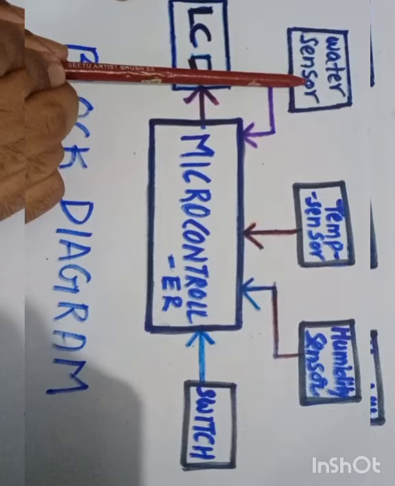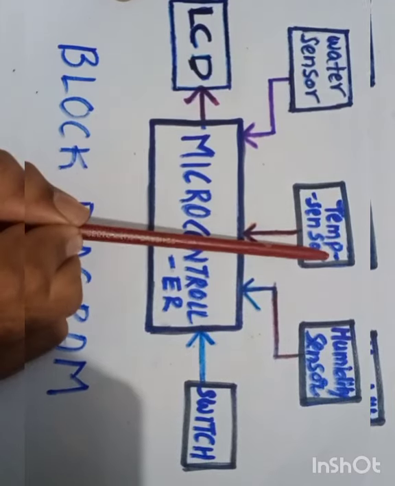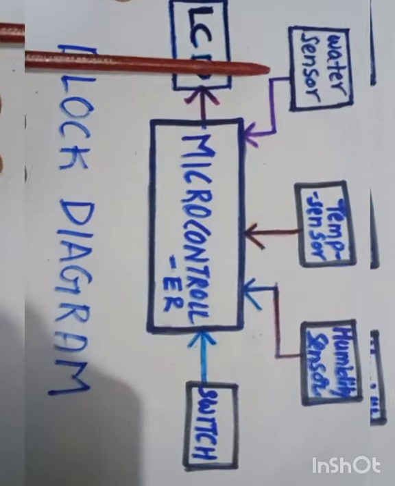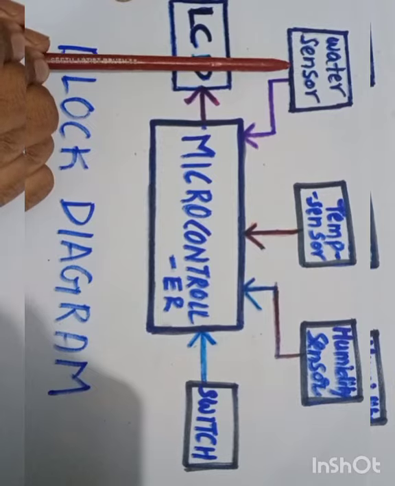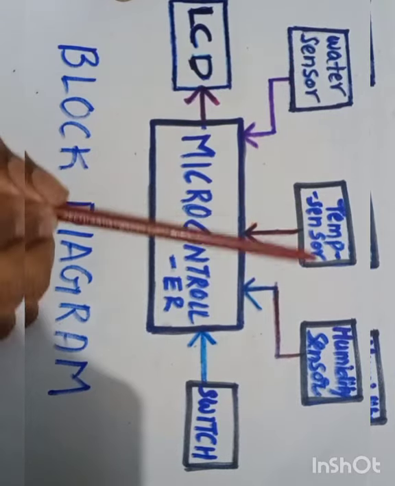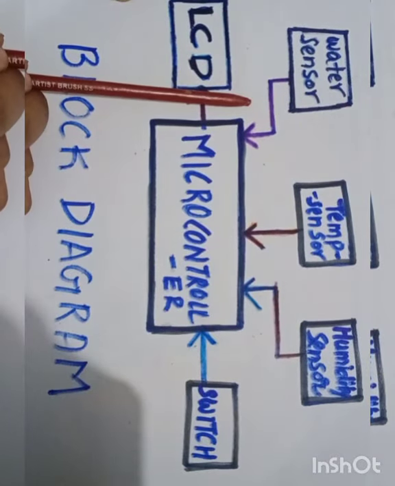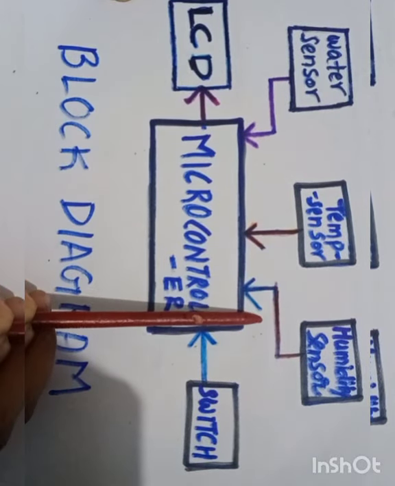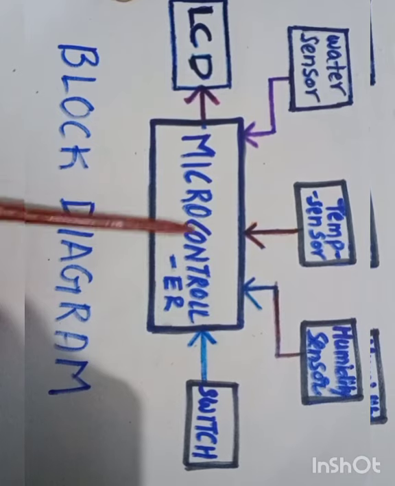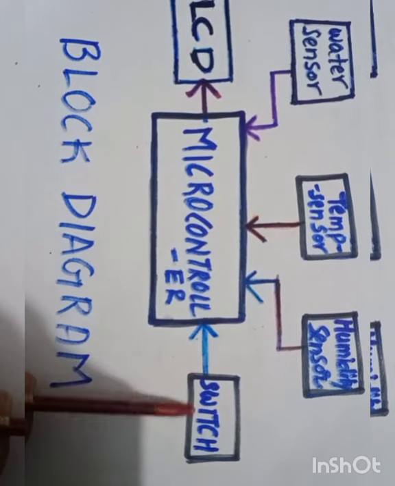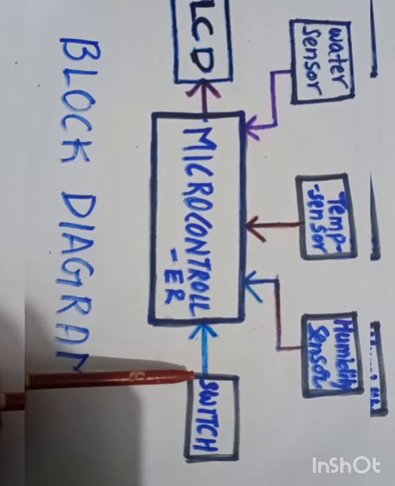Here I have three sensors: water sensor, temperature sensor and humidity sensor. These are all three input devices. They will sense the temperature or water or humidity and give it to the microcontroller. So I have drawn the directions towards the inside of the microcontroller. Even the switch is an input device, so I'm giving the direction inwards.